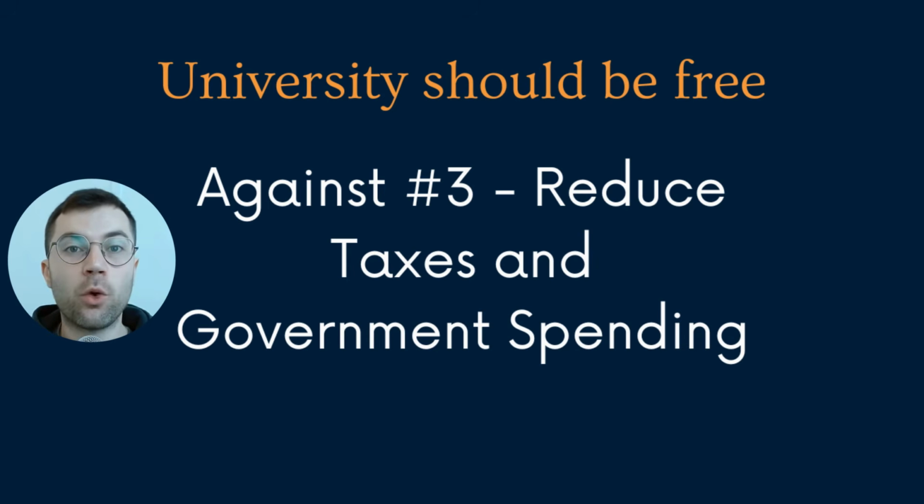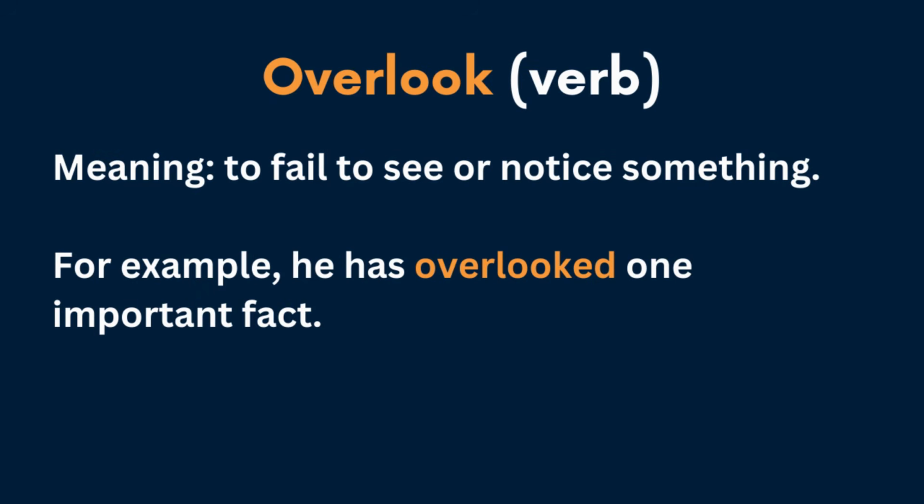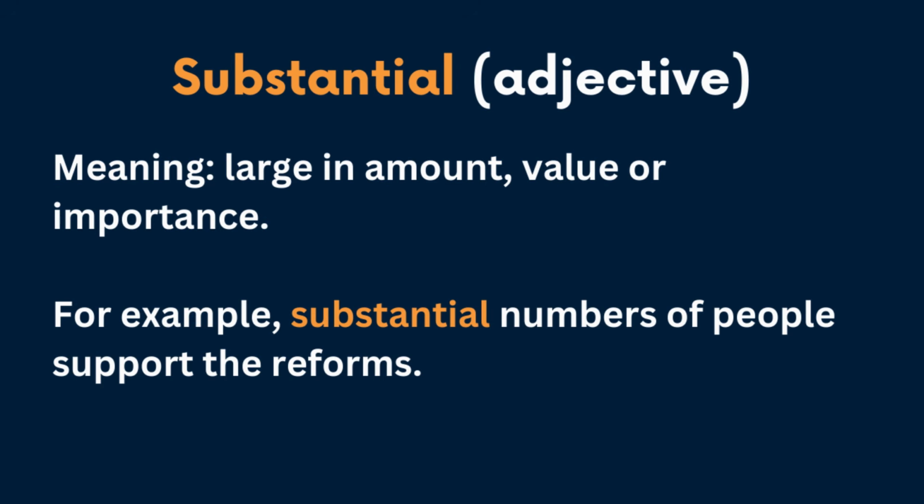The third reason why universities shouldn't be free is the ability to maintain tax and government spending levels. The key vocabulary to listen out for is overlook, meaning to fail to see or notice something. For example, he has overlooked one important fact. Substantial, meaning large in amount, value, or importance. For example, substantial numbers of people support the reforms.